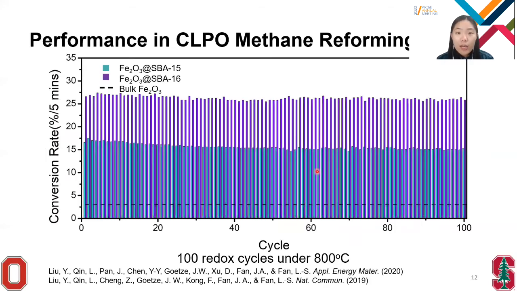The stability of the sample is also tested in the TGA with a redox cycle test at 800 degrees C. The result shows 100 redox cycles. As we can see, there is no obvious decrease of conversion rate during the 100 redox cycles, which means the sample has a very high stability.